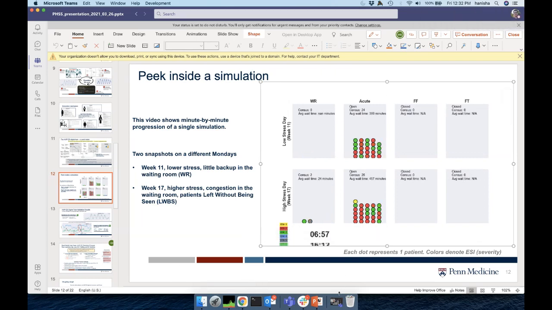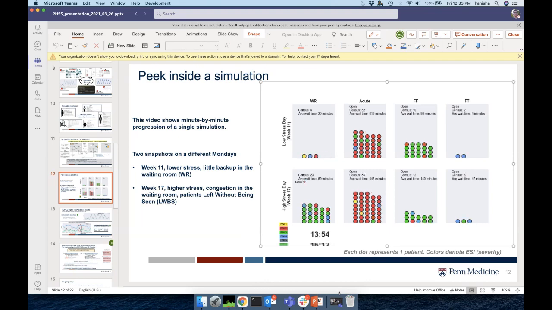Okay, so it starts at 6 a.m. and we've got two different weeks. One row is a week, and the second row is another week. And we've got the waiting room, the acute unit, the forward flow, and the fast track. Each dot is a patient. The color is how sick they are. They arrive in the waiting room, and when they're able to, they are moved into their next unit. And the units open and close based on a time. So at this moment, they're all open. They started out with forward flow and fast track both closed.